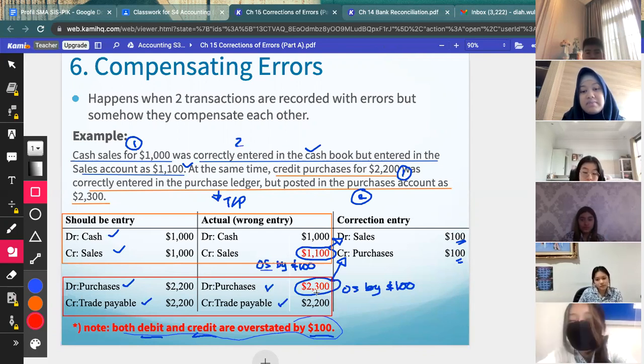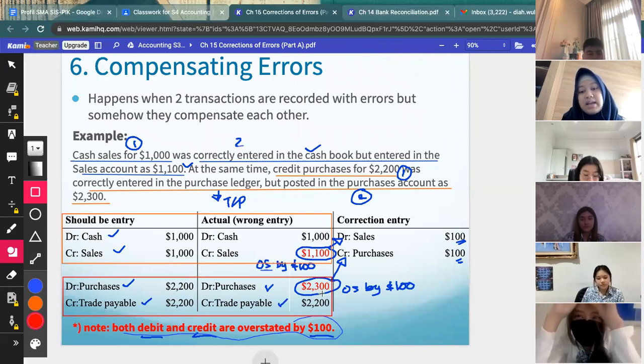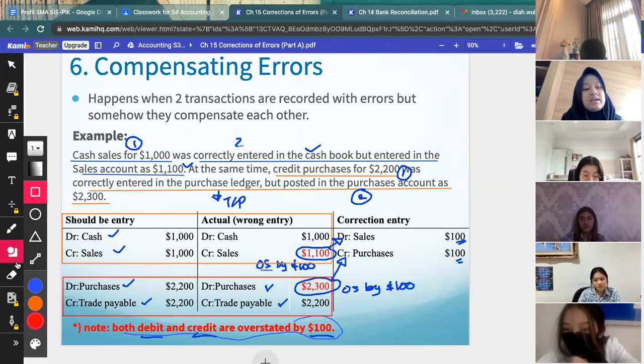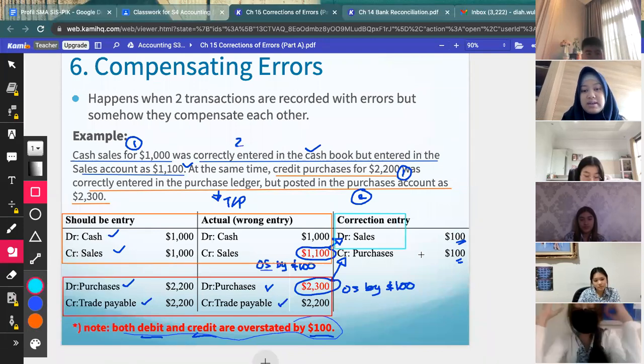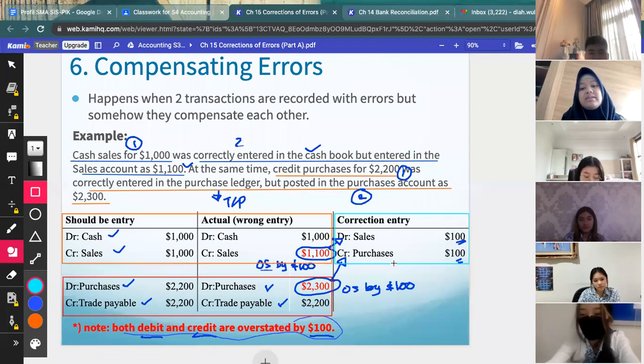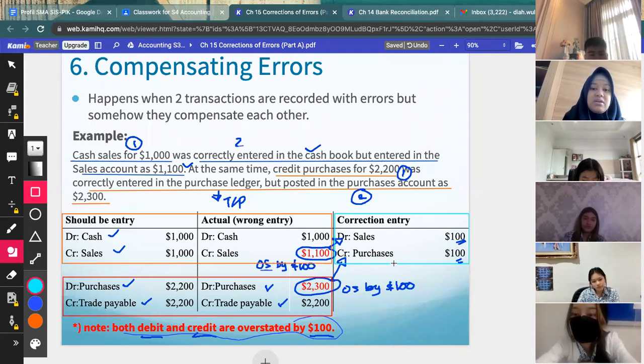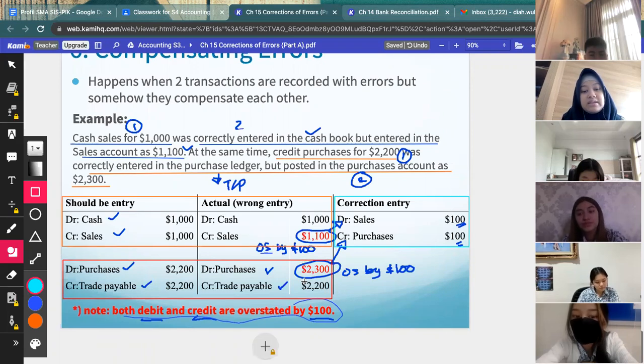And then on the second one, purchases is the one that is wrong. So make a highlight. And then after that, the last one is to make the correction. So that's how I can help you to solve a compensating error type of question. Once again, this is a one in a million chance that this happens, but it might happen. Okay, so that's it.